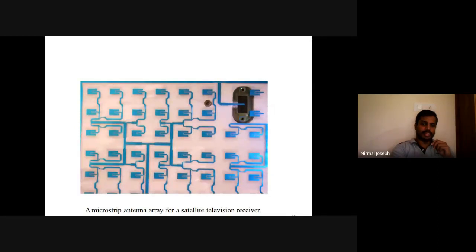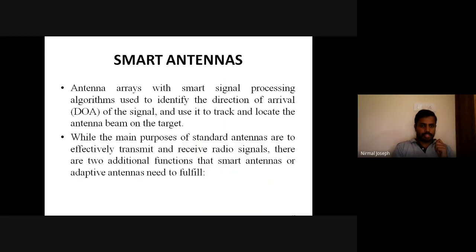Okay, and in all the dish antenna, all the dish TV receivers, if you open that receiver inside, you can see this. Okay, so if you observe this, it's good. Otherwise, okay, just now you can see. So that's all about the microstrip antennas.